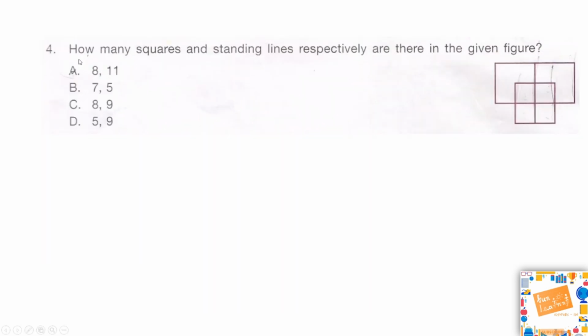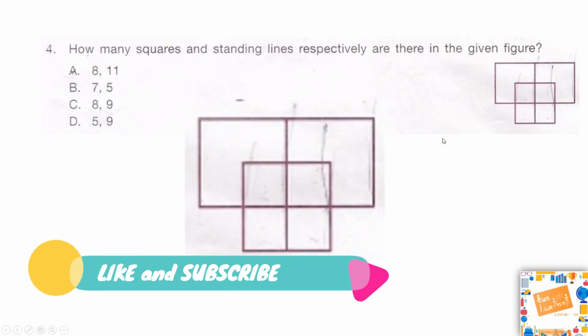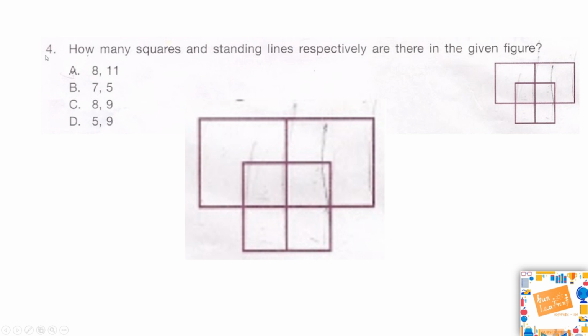Next question. How many squares and standing lines respectively are there in the given figure? This is my figure and I'll let you choose the answer from the given options where option A is 8 squares and 11 standing lines, option B is 7 squares and 5 standing lines, option C is 8 squares and 9 standing lines, or option D 5 squares and 9 standing lines. Your time starts now.